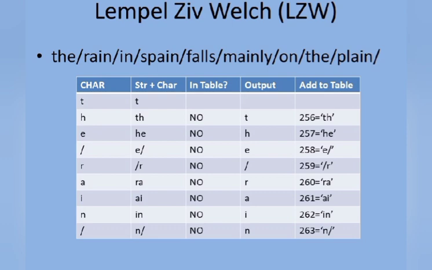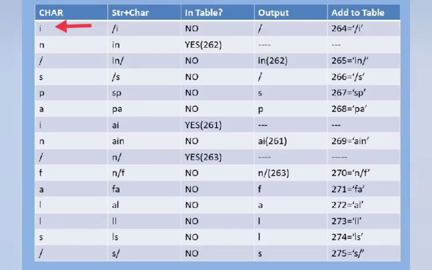Now we are reading character i, and our string is /i. We will look in the table whether it exists or not. Our answer is no. The output will be slash, and /i will be added to the table at position 264.